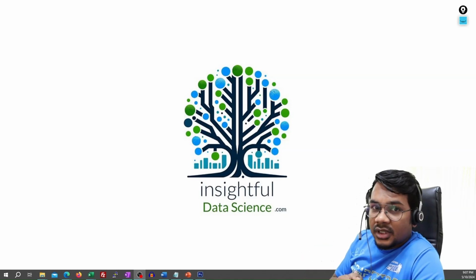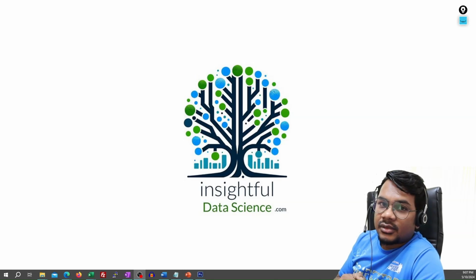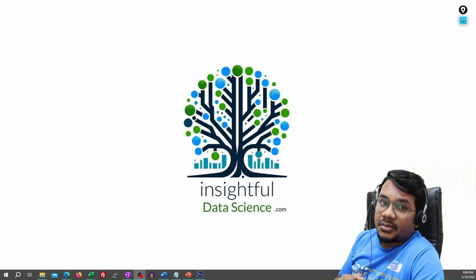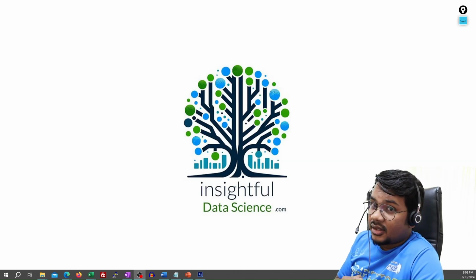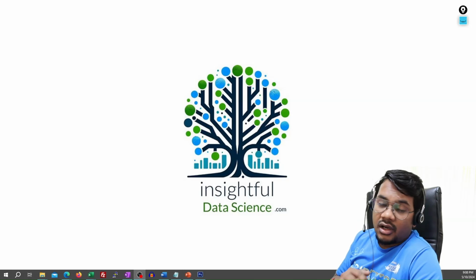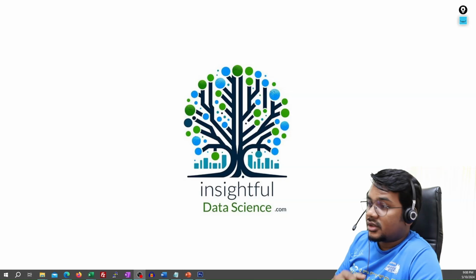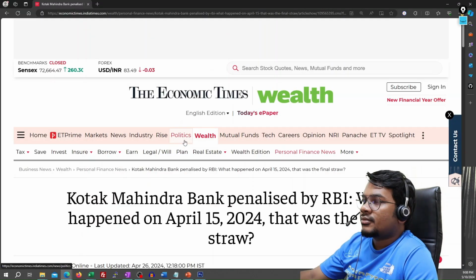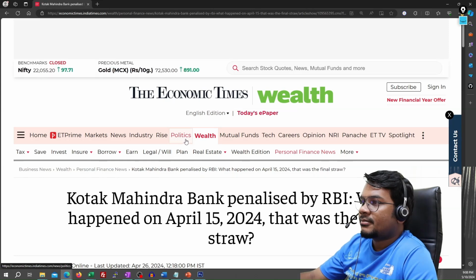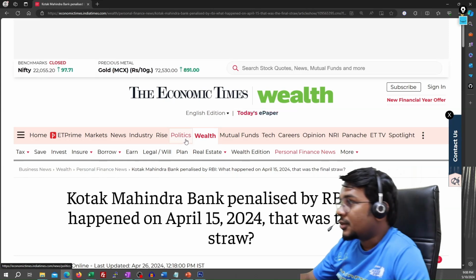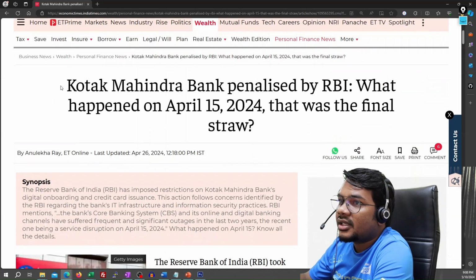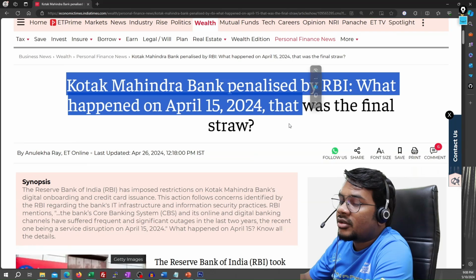So one of the news that I came across recently was Kotak Mahindra Bank's ban by RBI, that RBI stated that they will not allow Kotak Mahindra Bank to onboard any new customers. So let me show you one of the news clippings. Here you go. So if you see, the news is that Kotak Mahindra Bank was penalized by RBI. What happened on April 15?